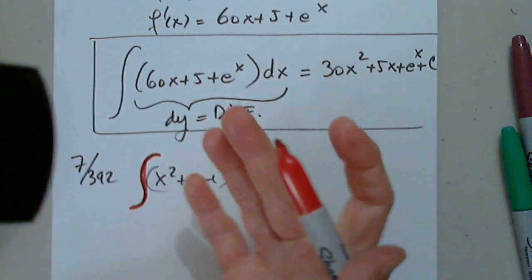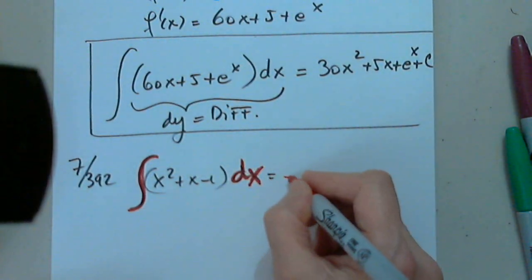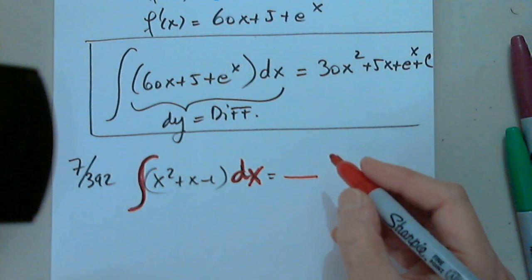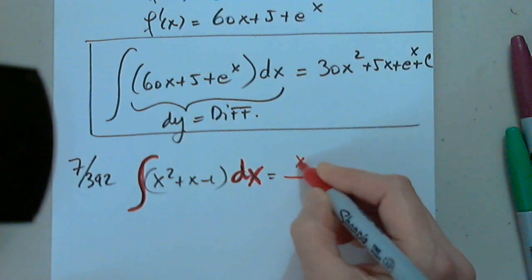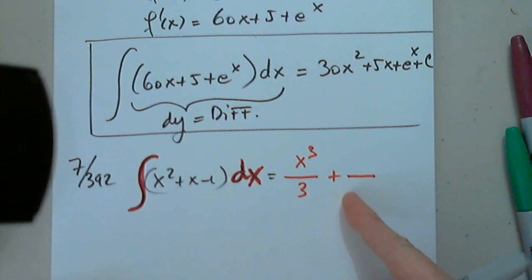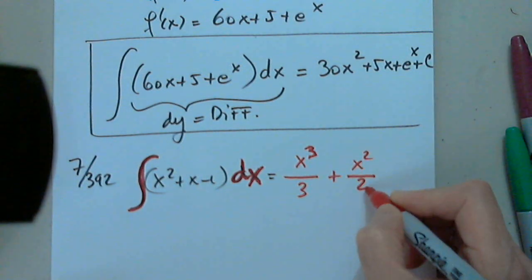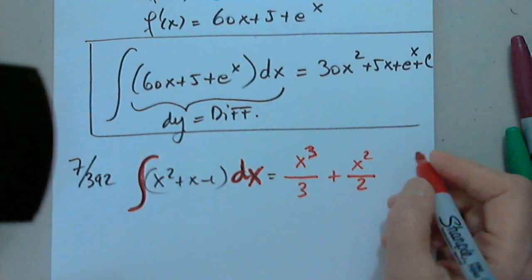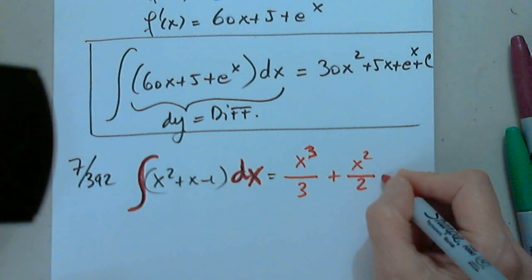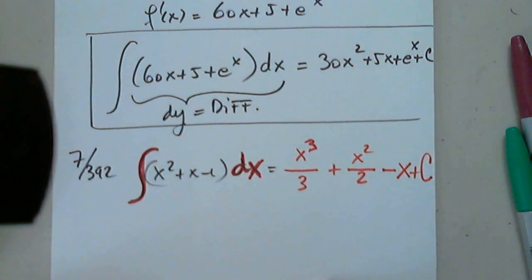Good. So like before, nothing changed. Which function prime is x squared? X cubed over 3. Very good. Plus, which function prime is x? X squared over 2. Which function prime is negative 1? Negative x, yes, plus a constant c. That's it. Done.